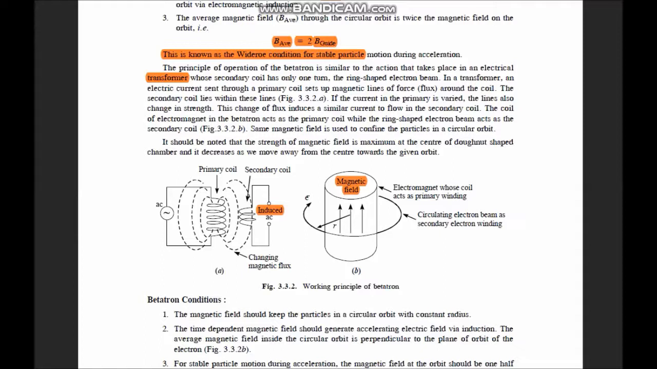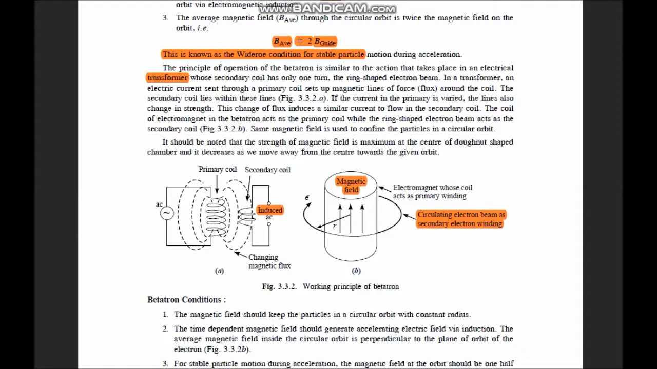So the changing magnetic field at the center of the orbit produces some induced EMF which acts on the electrons which are moving in this circular path. So that's why the electrons get accelerated.